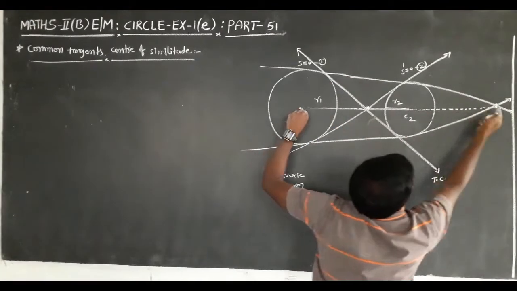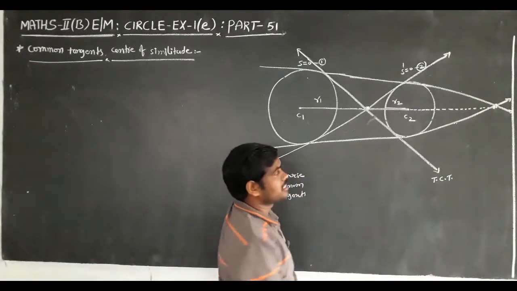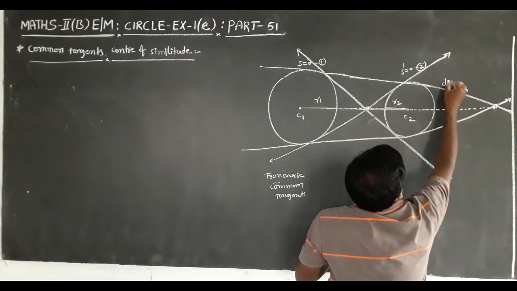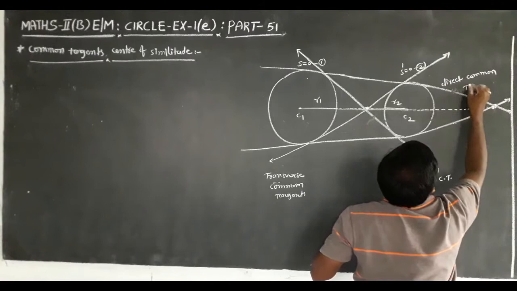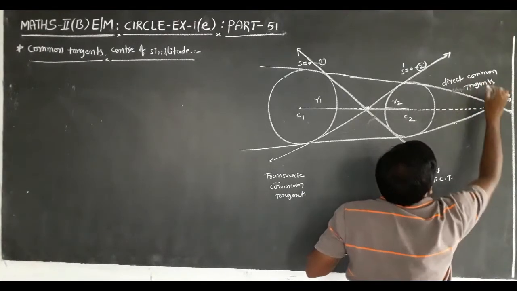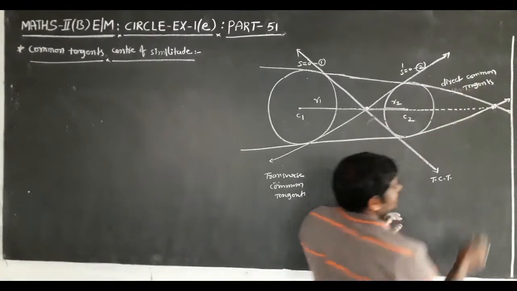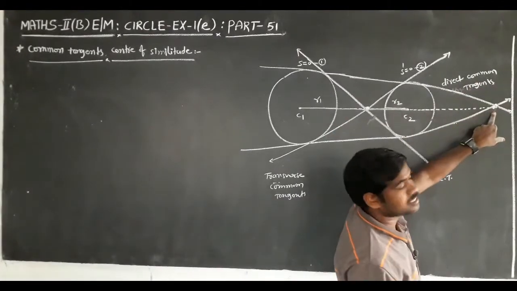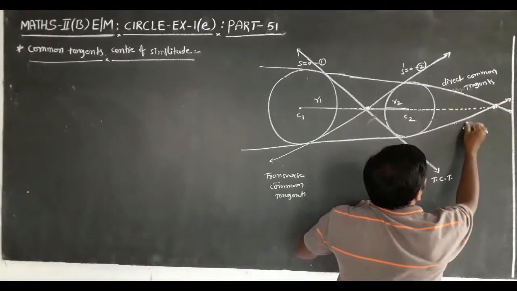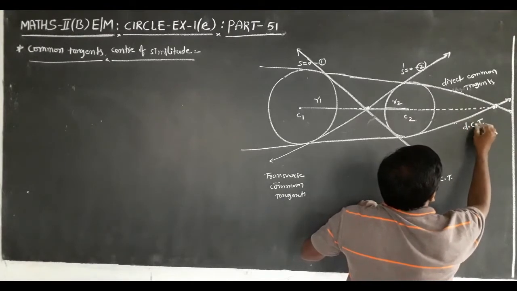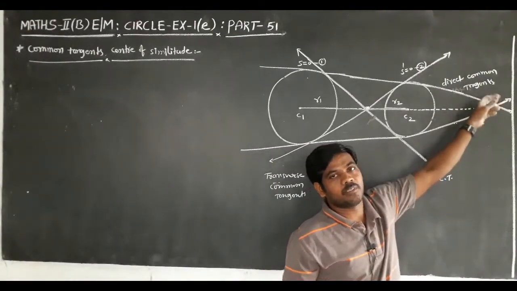One pair of common tangents that intersect the extended line segment C1C2 is called the direct common tangents. It is denoted by DCT. DCT means direct common tangents.